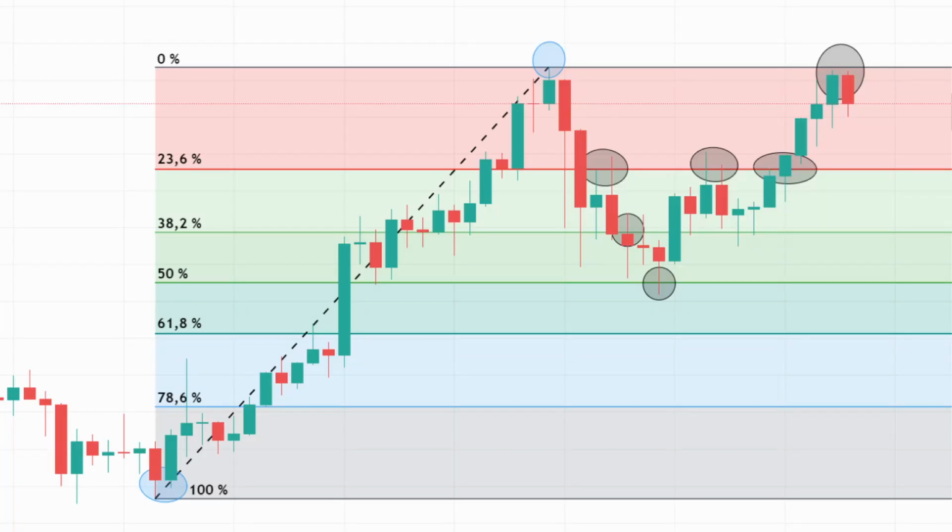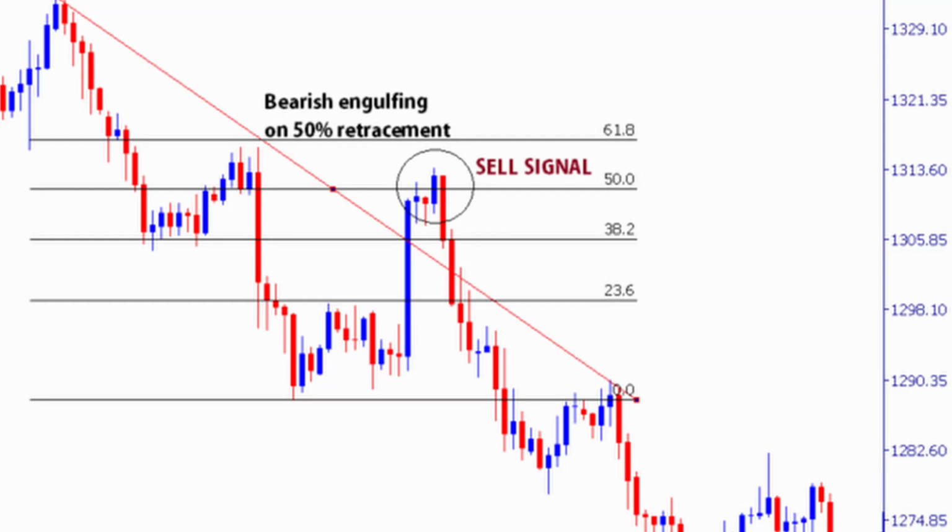Here's a step-by-step explanation of how to use the Fibonacci retracement tool. Identify the trend. Determine whether the market is in an uptrend or downtrend. Select key points. Choose two significant points on the chart, usually a high and a low. For an uptrend, you'd select the low point and the high point. For a downtrend, you'd select the high point and the low point.